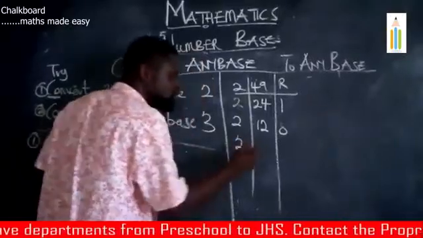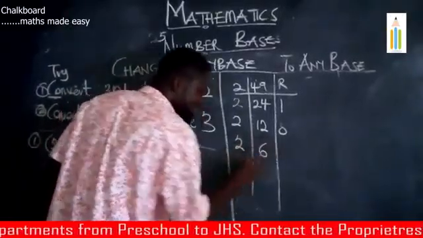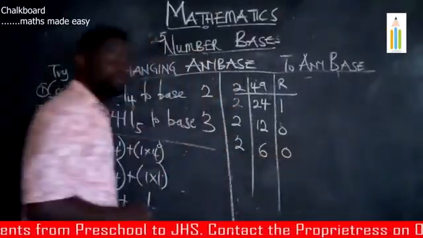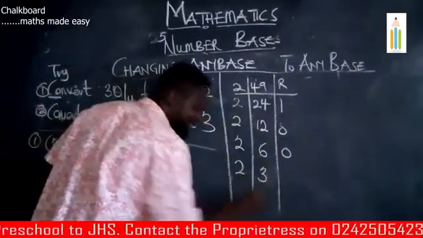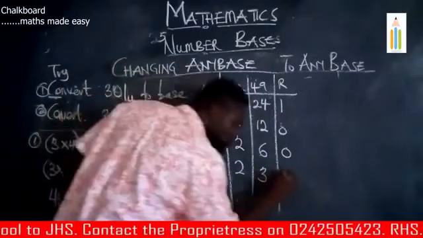Now 2 times what gives you 12? That is 6, and there is no remainder. So 0. Are you good? So 2 times what gives you 6? That is 3. There's no remainder. So 0. Remainder 0.